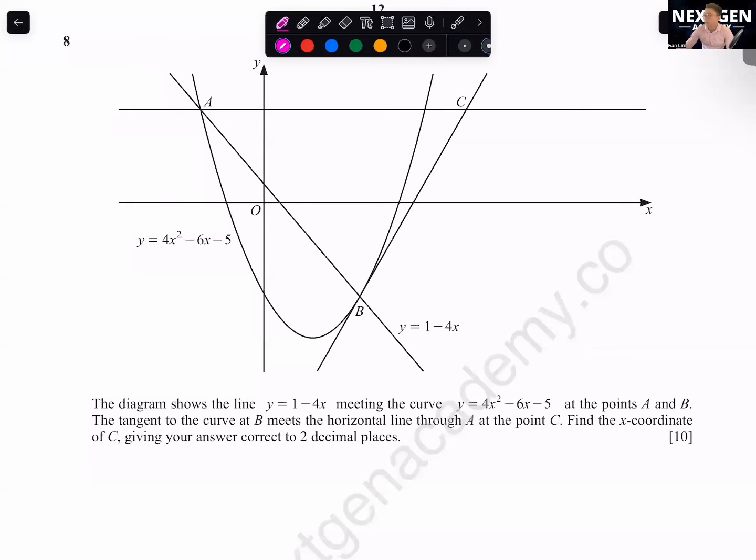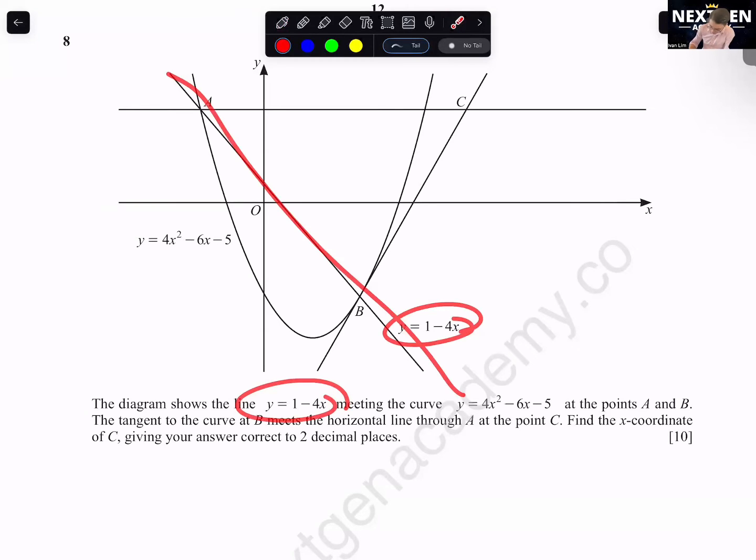Question 8. Question 8 is a straight line equation. It may look complicated, but I think it's pretty straightforward. You just need to see which equation is referring to what. They gave you two equations. Y equals 1 minus 4x is this line here. Y equals 4x squared minus 6x minus 5 is the U shape here. They intersect at point A and point B.